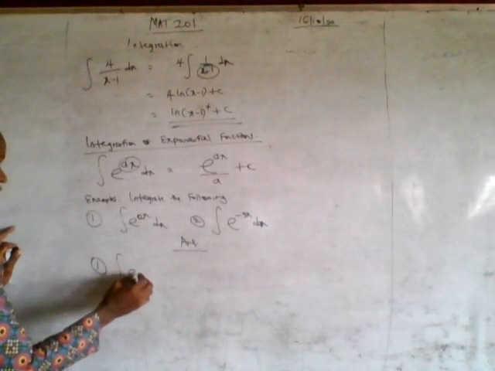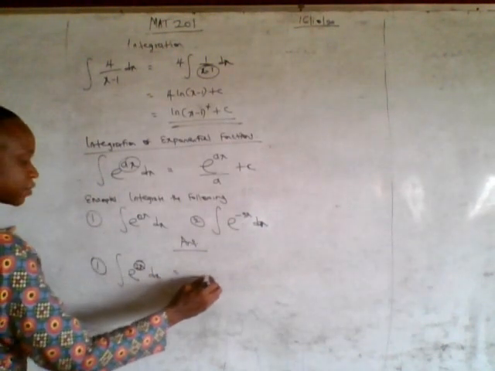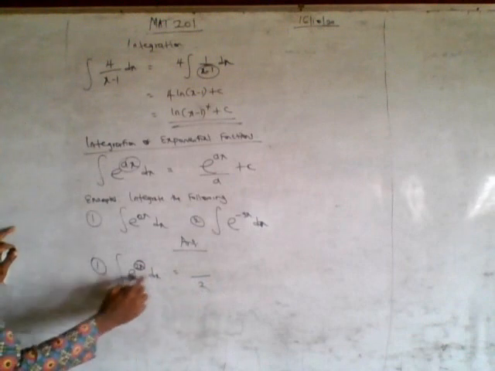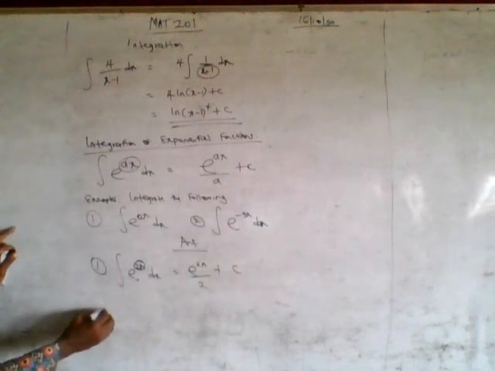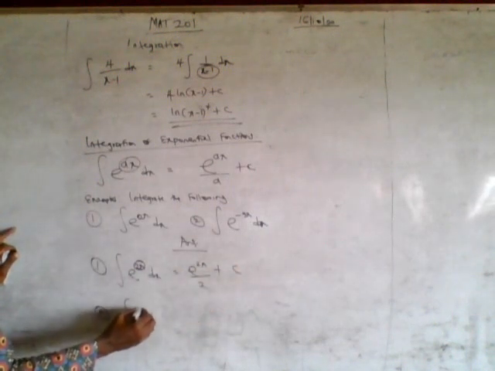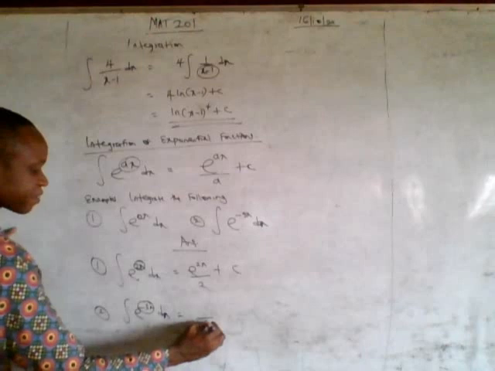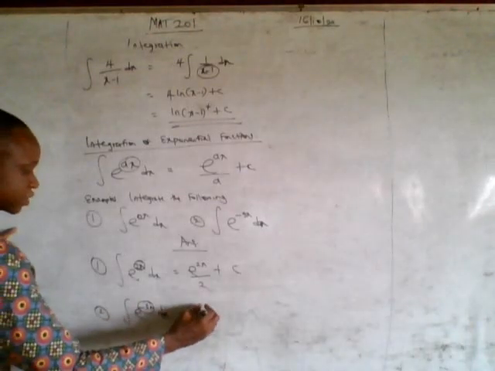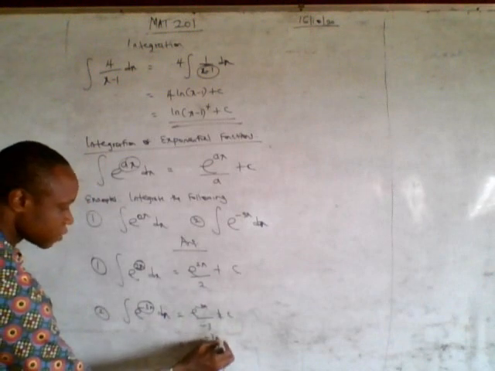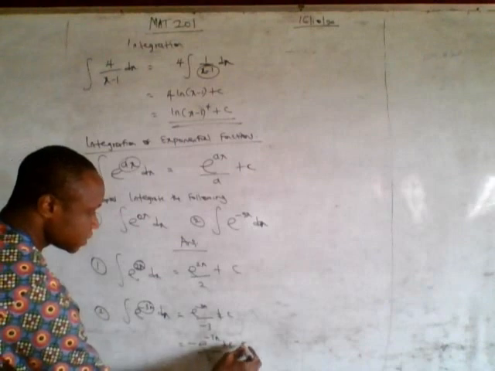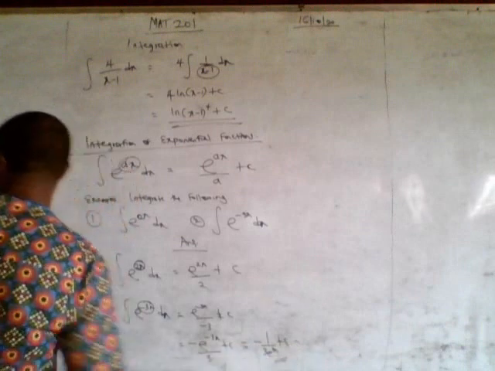So number one, if you are asked to integrate exponential 2x with respect to x, differentiate 2x, you will have 2. So we are dividing by the 2, and we repeat exponential 2x plus c. Alright, so for number 2, integrate exponential minus 3x with respect to x. So differentiate this, we'll have minus 3, and we repeat exponential minus 3x plus c. This is the same thing as negative of this one over 3 plus c, which is still the same as negative 1 over 3 exponential 3x plus c.